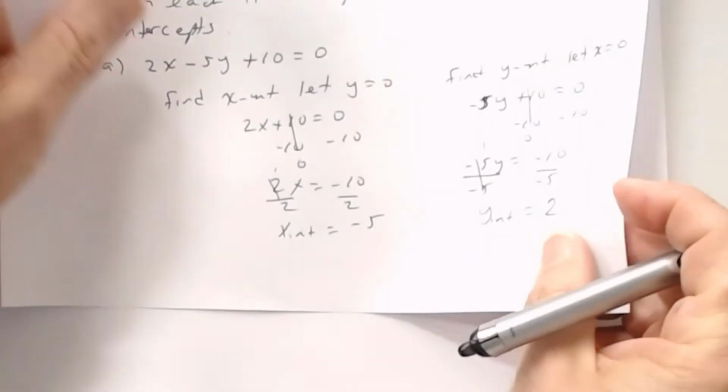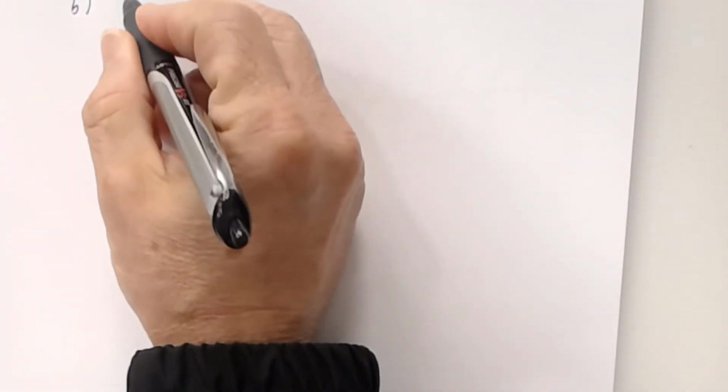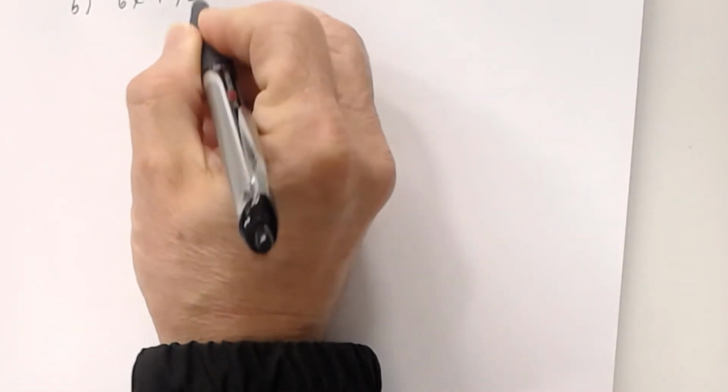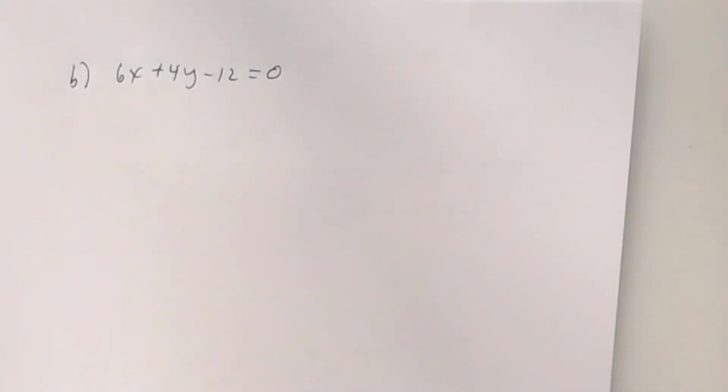Okay, B. Let's suppose I had this equation: 6x plus 4y minus 12 equals 0. And again, you want to make sure you follow the directions. The directions said do not graph this by using slope and y-intercept. It said to do it by which way? Finding intercepts. So that's where you say let x be 0, let y be 0.